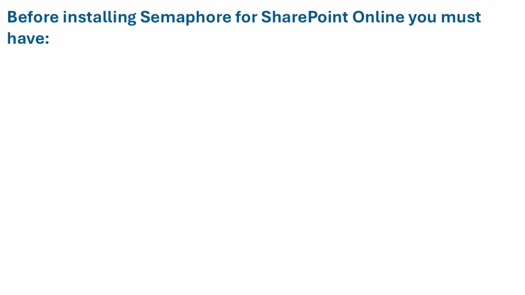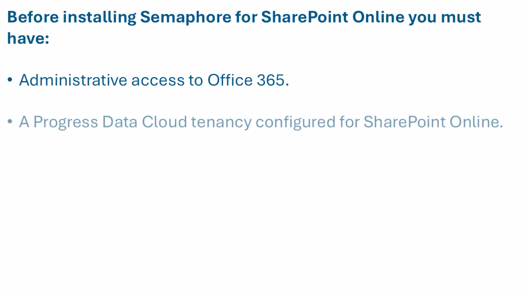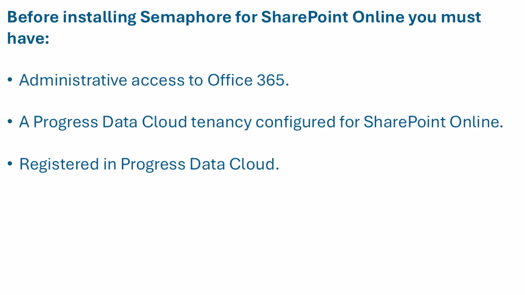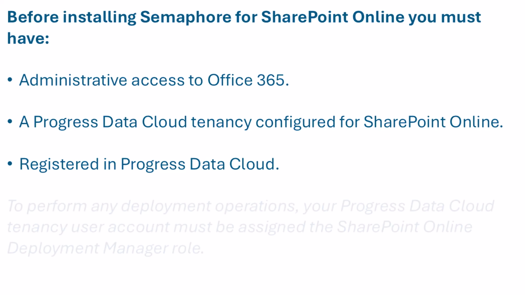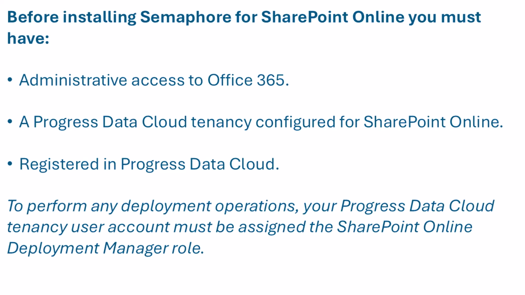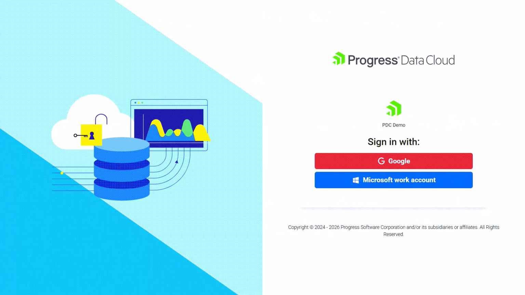Before installing Semaphore for SharePoint Online, you must have administrative access to Office 365, a Progress Data Cloud tenancy configured for SharePoint Online, and have registered in Progress Data Cloud. To perform any deployment operations, your Progress Data Cloud tenancy user account must be assigned to the SharePoint Online Deployment Manager role. Once you have verified the prerequisites, log in to your Progress Data Cloud tenancy.